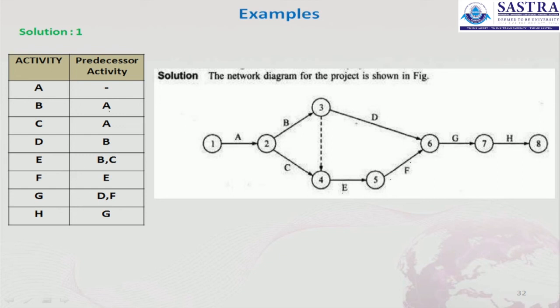G must follow D and F, so that is the G activity. And H must follow G, which is the final end. So from 1 to 8 we have the activities, and along with them we have dummy activities here. From the predecessor activities we have to draw the network. This is the procedure to complete the network diagram.